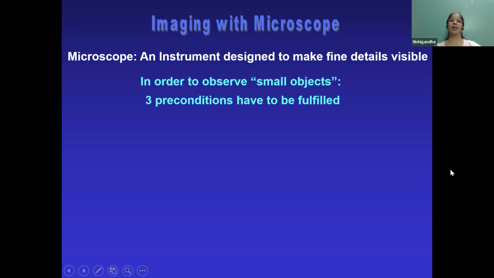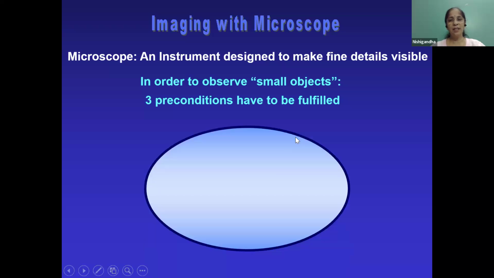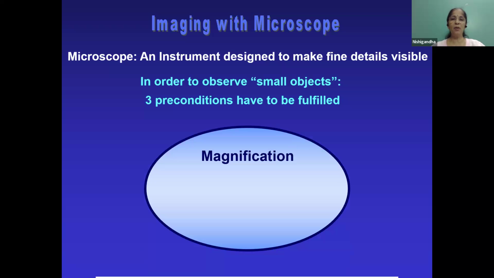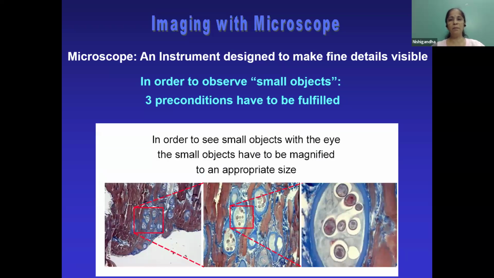Okay, so when we talk of imaging with a microscope, a microscope is an instrument which is designed to make finer details visible. And to achieve this, there are three important principles that one needs to look into. Let's look at them one by one. What is important is you need to magnify the object. So the small object should be magnified to such an extent that we can see it with our eyes.